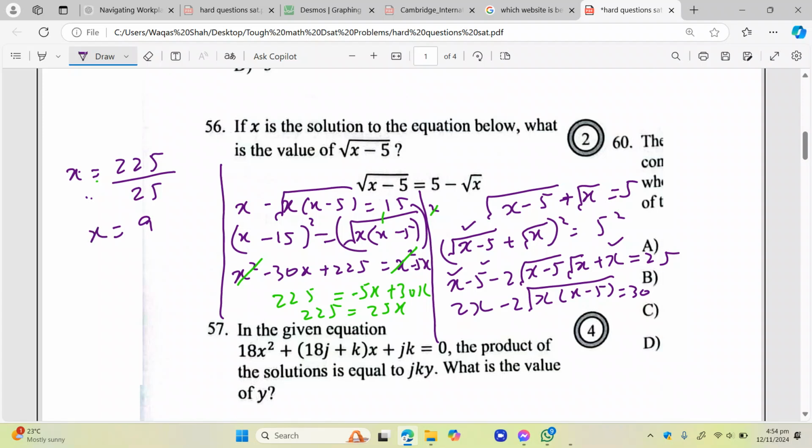Okay, so 9, if you put 9 in this one, since we have to find square root of x minus 5, right? So it will be 9 minus 5, it will be 4, so the answer will be 2, plus minus 2, right?